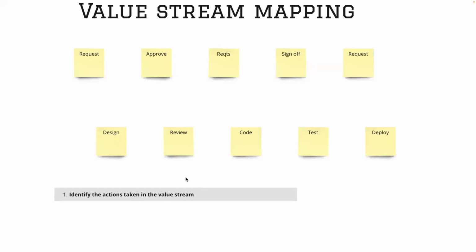So the first thing I do is I don't worry about the details. I just look at the steps: request, approve, requirements. Now I have these here as they look like stickies because that's how I used to do it. I'd go to a whiteboard, then you could rearrange it, you can move them around, all that stuff. And in fact, this worked quite well. So it's like identify the actions taken in the value stream. That's the first thing I do. And I use stickies, I can move them around.